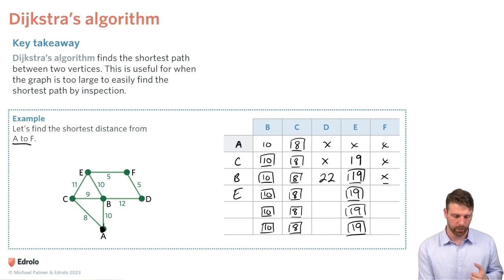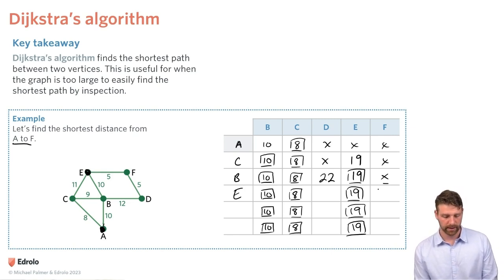And now I need to look from E, where can I go? Well, I can go to F. I can finally get to F. So if I go that way, it's 19 to get to E, plus 5 to get to F is going to give me 24. Can I get to D?